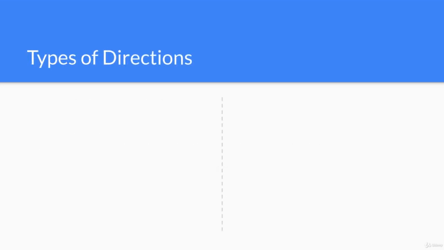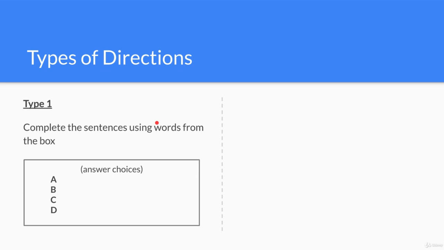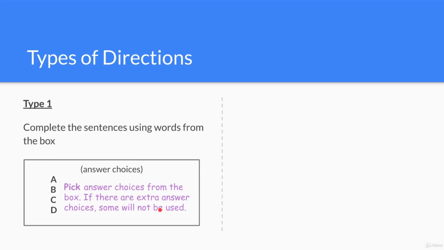Now, in the fill-in-the-blank question, there are going to be 2 main types of directions. In the first type, you might be asked to complete the sentences by using words from the box. In other words, you may get a box in which you will have answer choices. This is like a multiple choice in a way. You will have A, B, C, D, different options, and you simply have to match the correct answer choice for the given blank. So you have to pick an answer choice from this box, and choose the correct answer choice for the given blank that you're trying to answer.